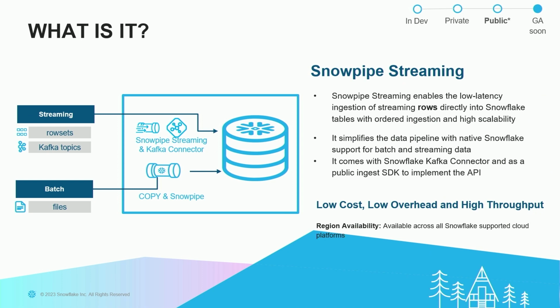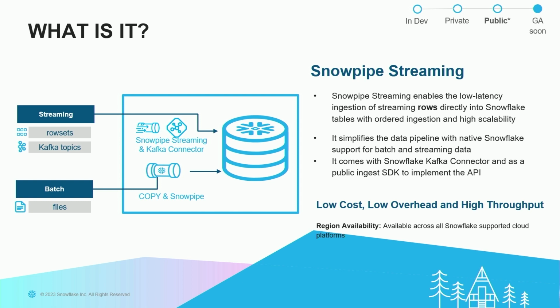Snowpipe Streaming is our latest innovation that helps you send low latency rows of data into Snowflake. It also helps you order your data as per your ingestion, and it helps you bring your data pipelines natively to Snowflake. You can do batch pipeline in Snowflake, and now you can do streaming pipeline as well in Snowflake.